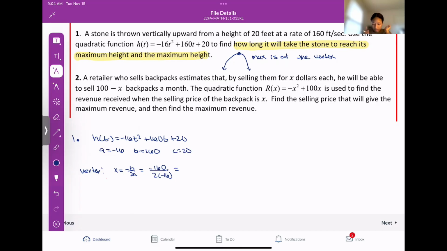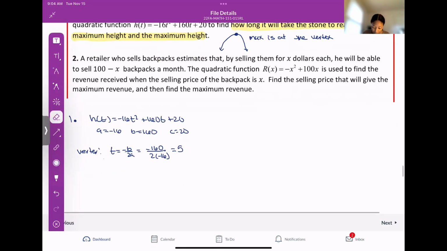So also, let me take a step back here. I did something bad. I'm using the wrong variable. Our input variable was t here, so this wouldn't be the x coordinate. It would be the t coordinate. So t is equal to 5. All right, that gives us part of our answer. t equals 5. That's 5 seconds.